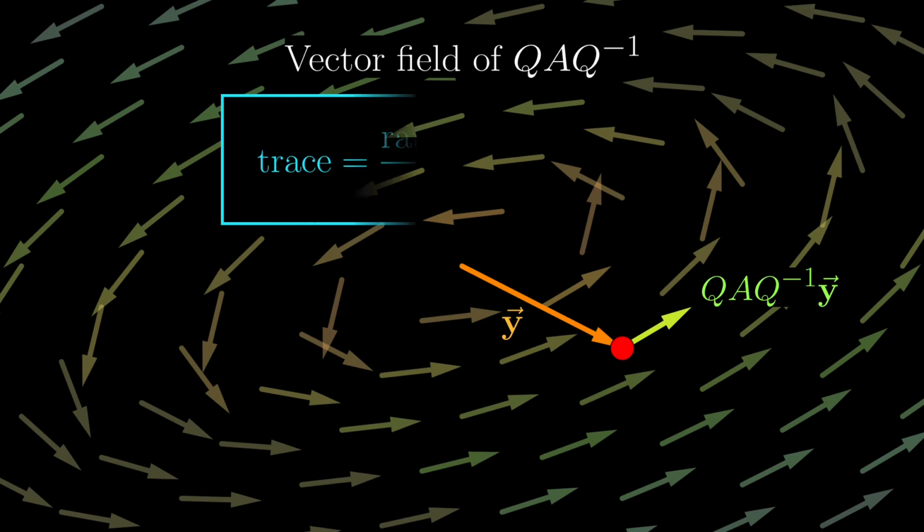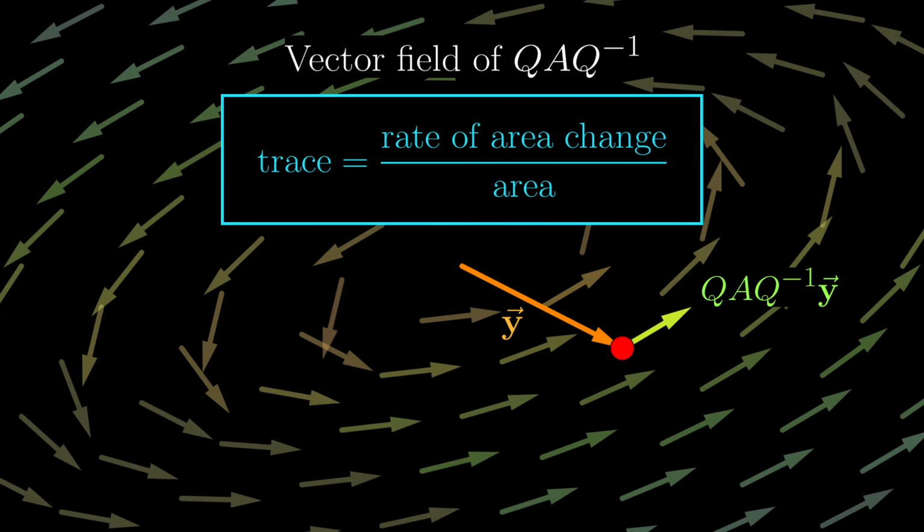Now the trace is the rate of change in area per area, but in applying Q to the whole thing, all areas scale by the determinant of Q, and this factor of the determinant cancels when we consider the quotient.